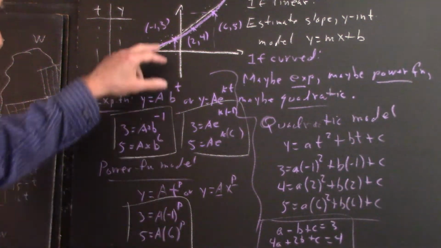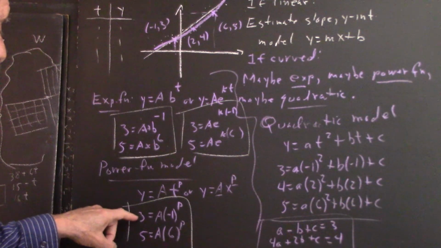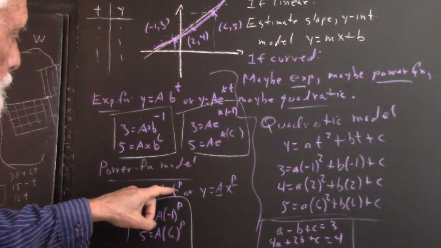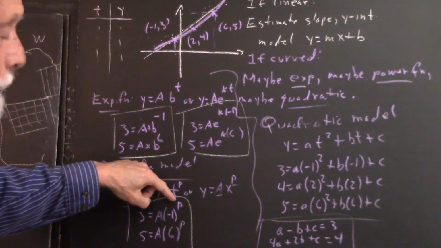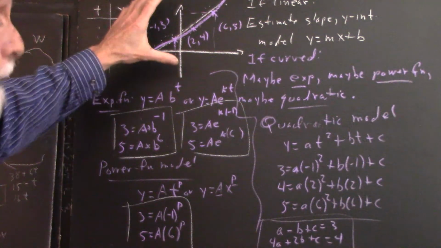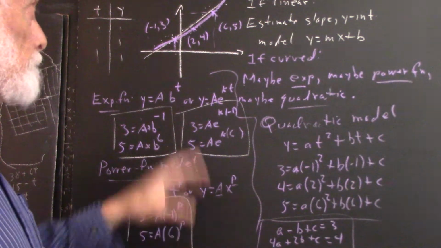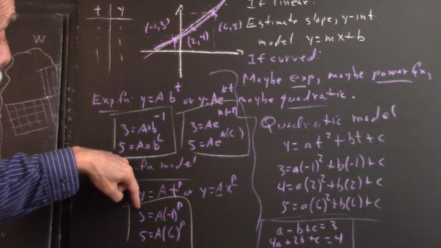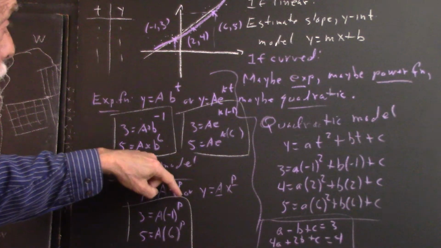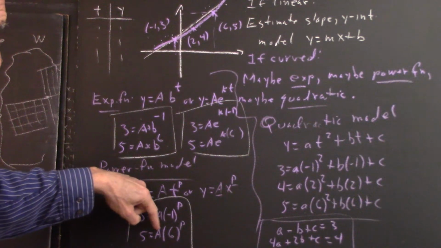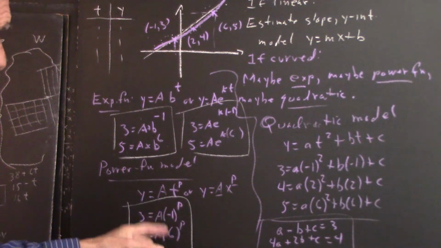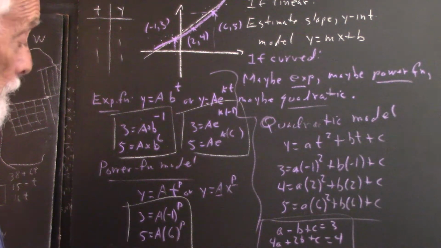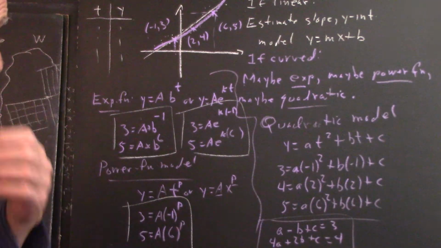Okay, we have this form, and using these points, we get 3 equals a times (-1) to the p, because of course -1 is your x value or your t value, and it goes here. The p is a parameter. We don't have a p in the data, so a and p are things you've got to solve for. From the point (6, 5), you get 5 equals a times 6 to the p. Again, you can solve for a, plug it in here, and then solve for p. Again, you have to use logarithms to do the solution.